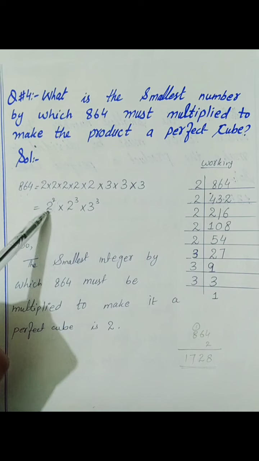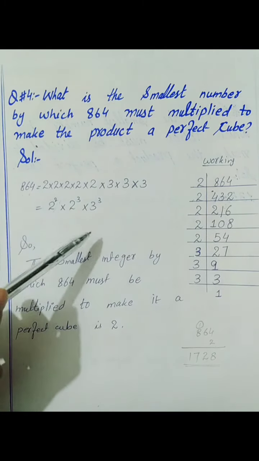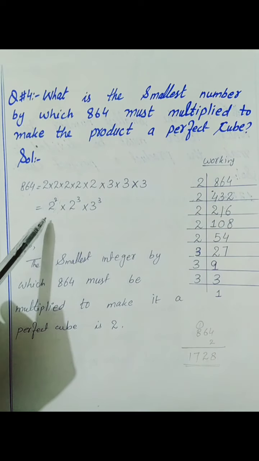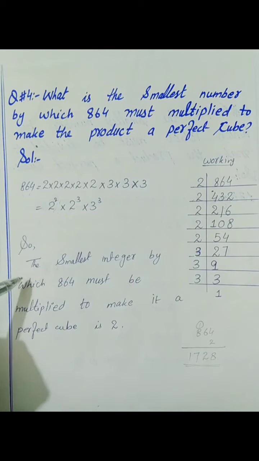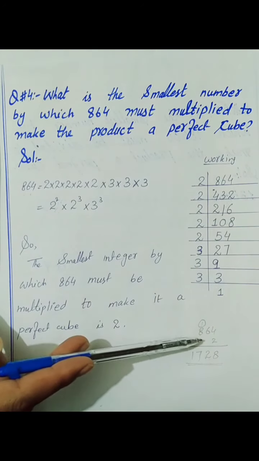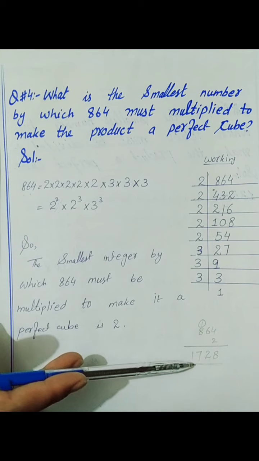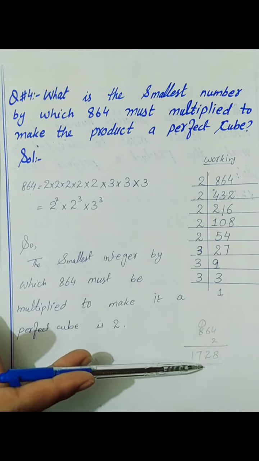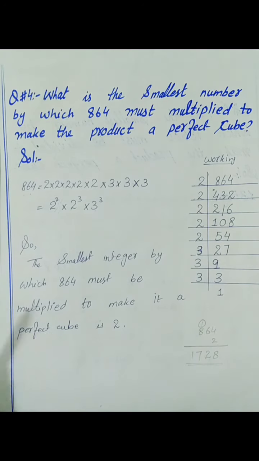It means that 2 is the value which multiplied by 864 gives a perfect cube. So the smallest integer by which 864 must be multiplied to make it a perfect cube is 2. When we multiply 864 by 2 we get 1728, which is a perfect cube.